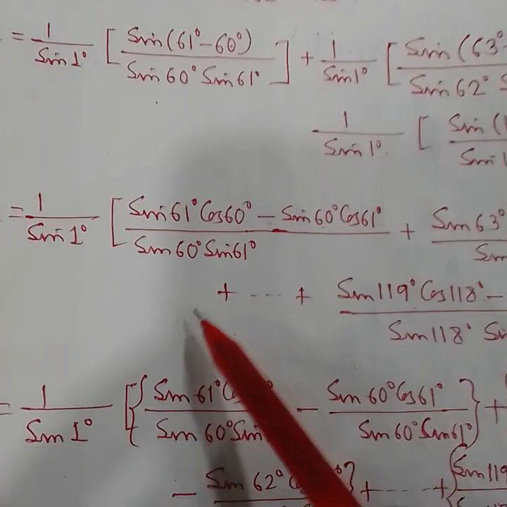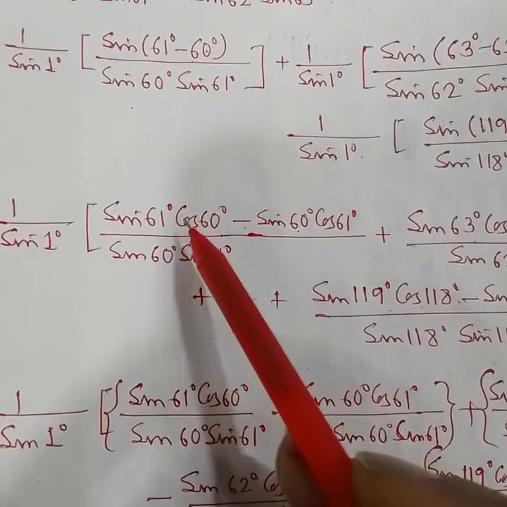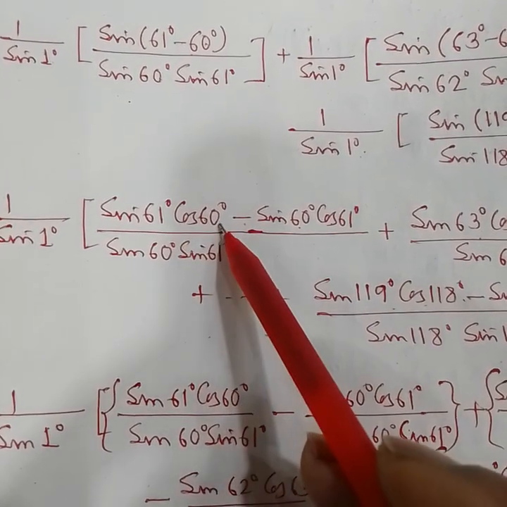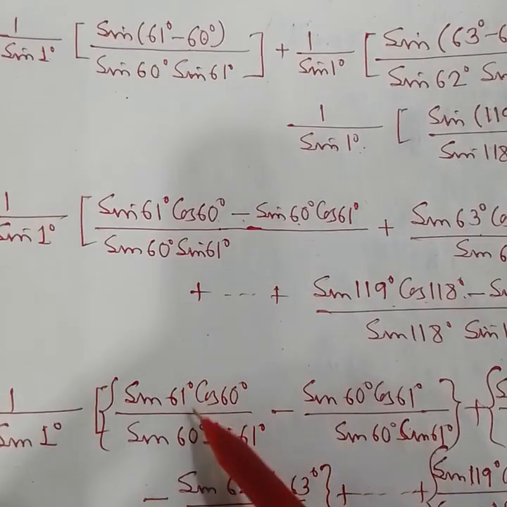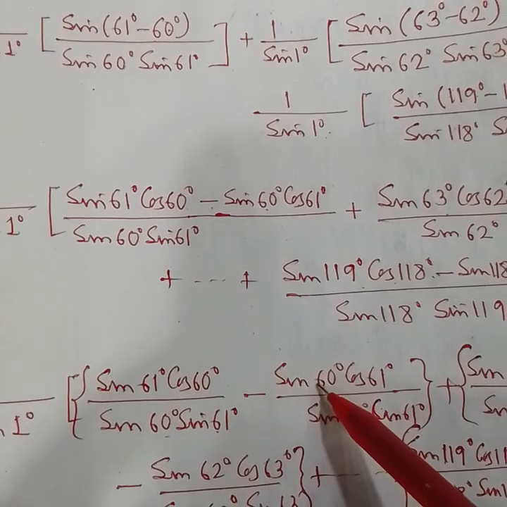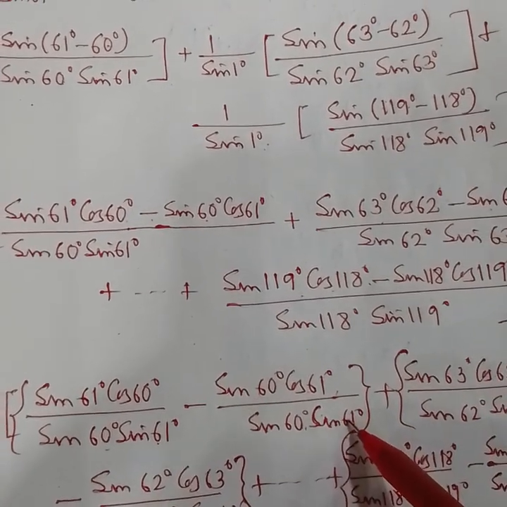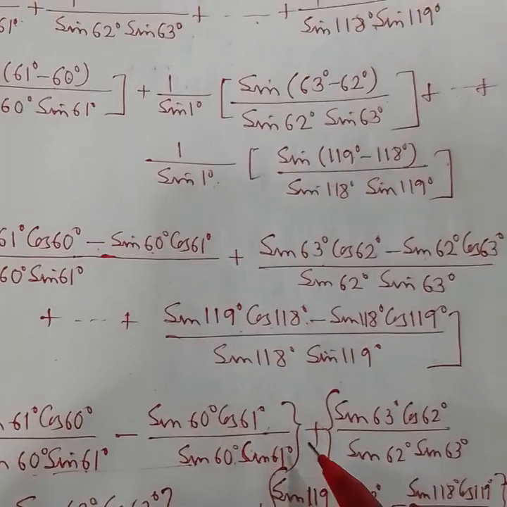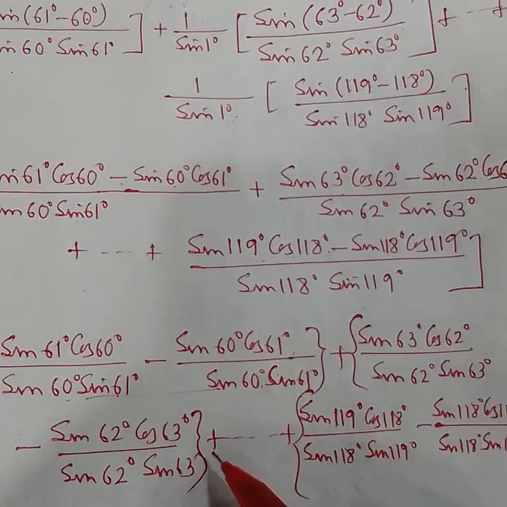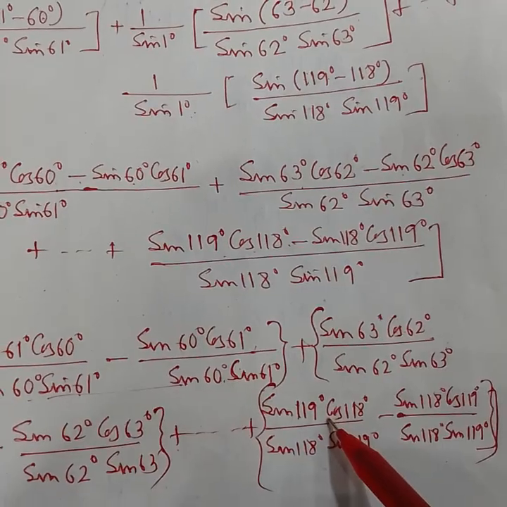In the next step, we divide the denominator and separate the whole fraction into two different parts. One is sine 61 degree cos 60 degree by sine 60 degree into sine 61 degree, another is minus sine 60 degree cos 61 degree by sine 60 degree into sine 61 degree. We follow this method in the other terms too, and finally for the last term we get this one.